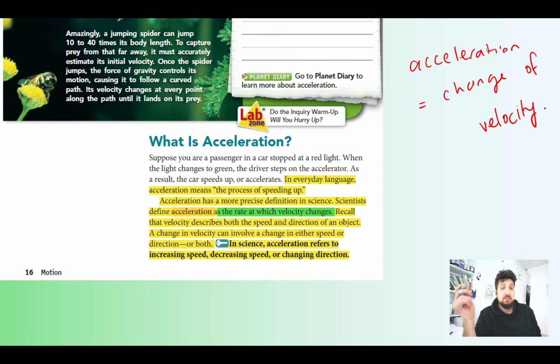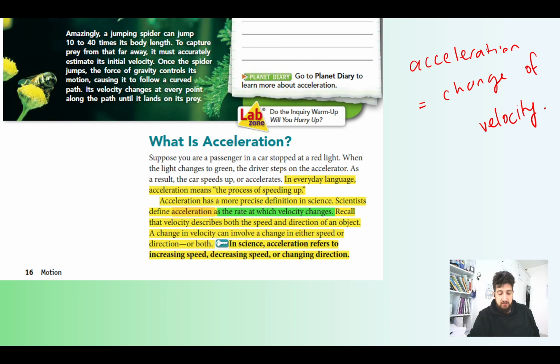Velocity, as we know, is speed with a direction. So change in velocity, as velocity changes from 0 to 10 to 20 to 30 to 40 to 100, then you're actually accelerating. And also acceleration can be negative, so you can actually have acceleration in the opposite direction, but we'll come to talk about that. Okay?